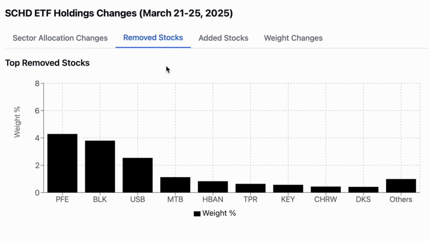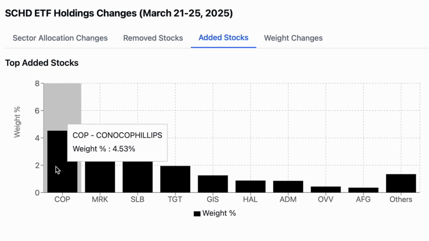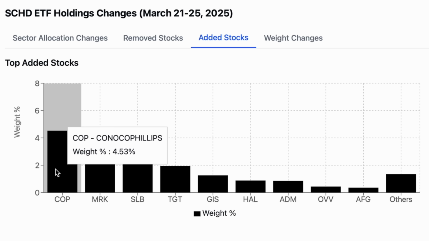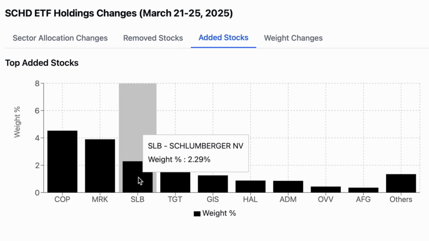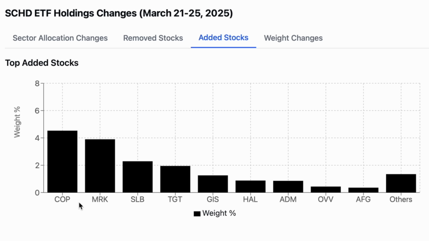But just to continue on, if we look at what stocks were added, you can see that ConocoPhillips was the biggest weighted item added at 4.5%, and that's obviously in the energy sector. You have Merck at 3.9%, Schlumberger NV at 2.29%, Target at around 2%. So you have some different mix of companies here that were added that weren't there before.